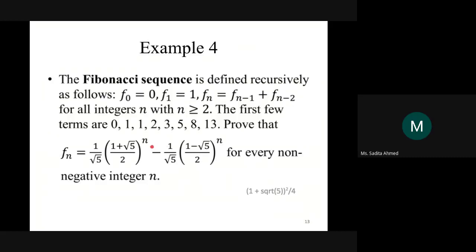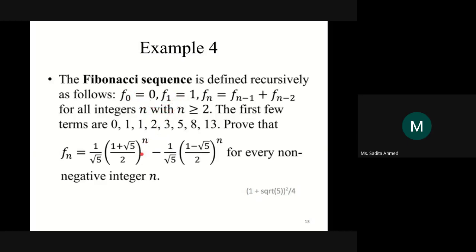So for ordinary induction, you'd have to prove it only for 0. In strong induction, you'd have to prove it for more than 0. You'd have to prove it for 0 and 1. Okay, both of them. That is both these base cases. We have to prove the base cases.